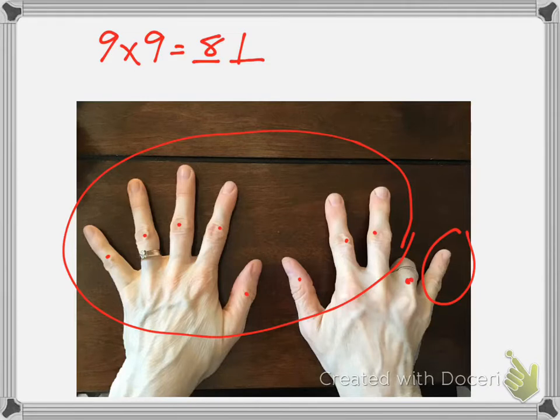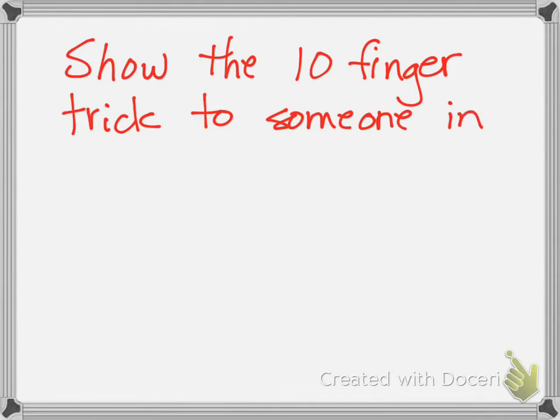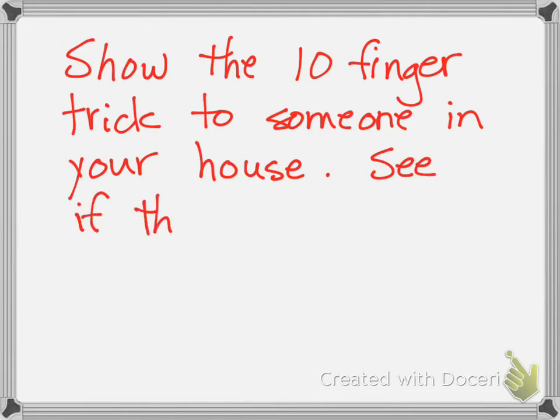And that is all we are going to do for today because I promised you a short lesson. Actually, your homework assignment today, because I'm not really getting you to write anything except for what's on your cheat sheet, is to try or show the 10-finger trick that I just showed you to someone in your house. Could be your mom, your dad, your grandpa, your older brother. And see if they already know that trick. And if they don't, show it to them. Okay?